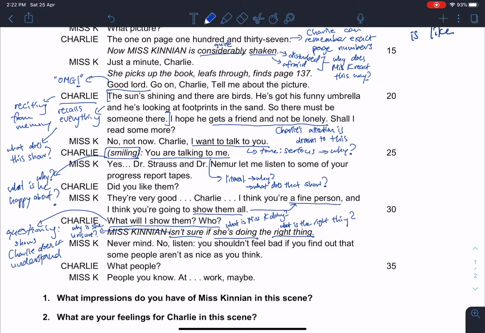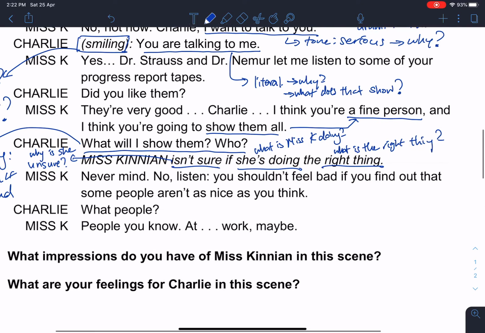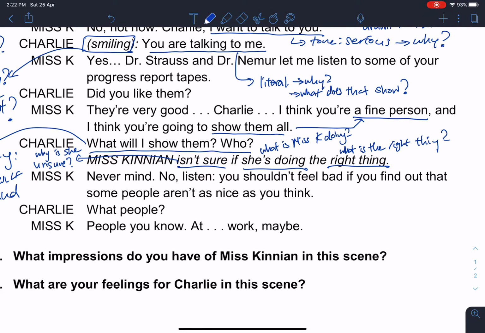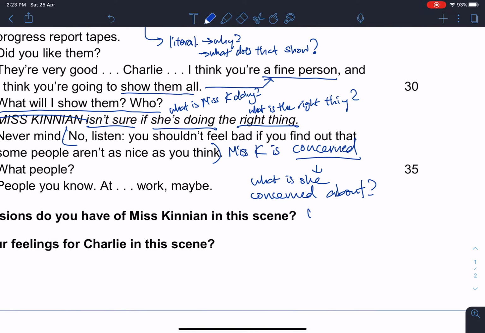Okay, Miss Kinnan says, never mind. What makes people say this? Okay, how come she just dismisses it? Okay, then Miss Kinnan says this very, very interesting thing. No, listen, you shouldn't feel bad if you find out that some people aren't as nice as you think. So my question, so Miss Kinnan is concerned, right? She's concerned. What is she concerned about? What does she know? Charlie is like, what people? He doesn't know what's going on, right? What does she know that Charlie does not know? Okay.